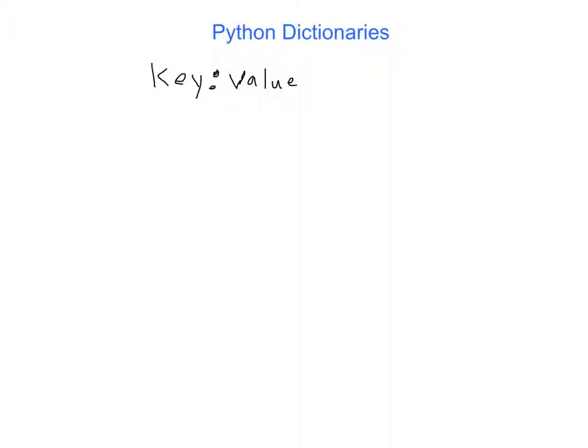So the syntax is as follows. We take a variable name, which I'm just going to call dict, and inside of braces, we list our key and value pairs separated by commas. So we might have something like the key name, which is a string, associated with somebody's name, like the name Madison.